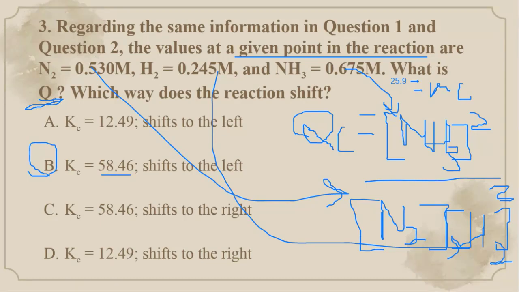And if Q is greater than K, does that mean we have more products or reactants at this moment? Products, right? Because our expression is written products over reactants. So more products are on our right side. So we want to shift to the left to favor our reactants to bring that Q down. Does that concept make sense to everyone? Cool. Let's keep going.